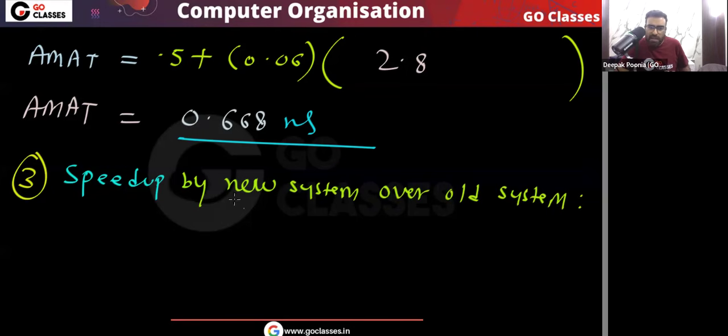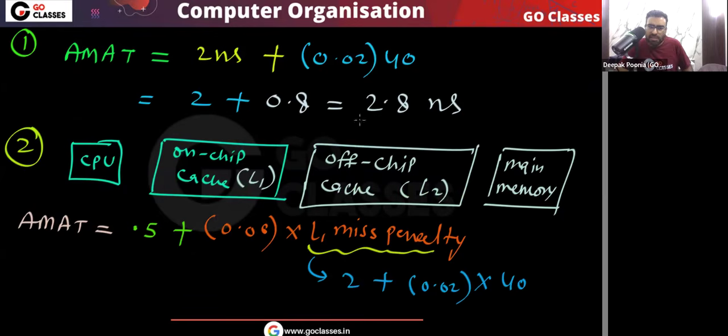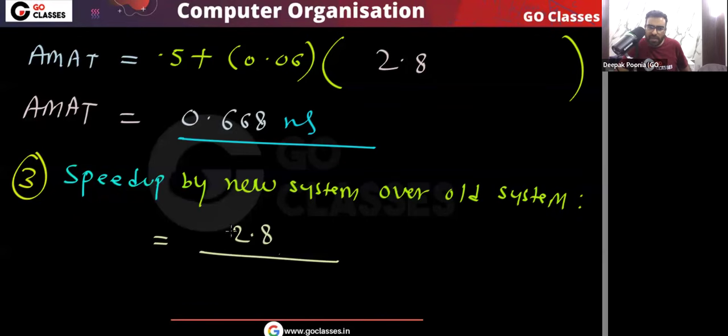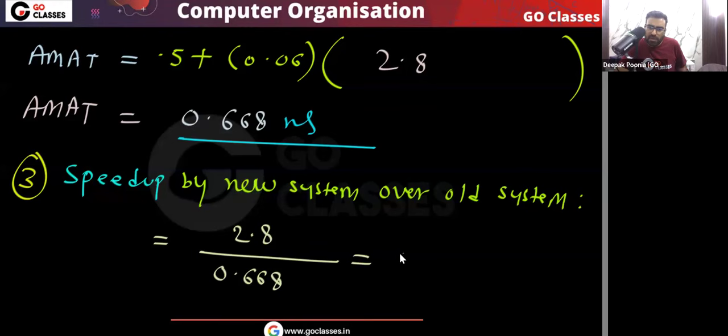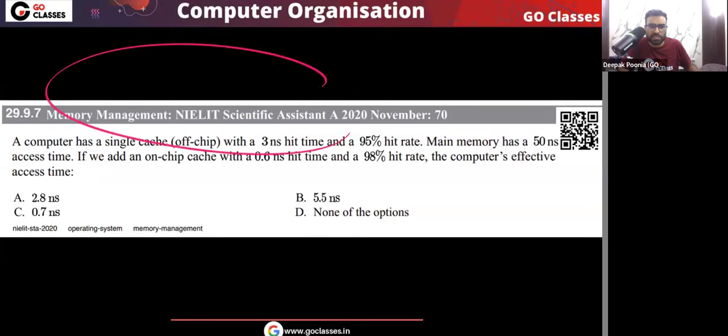So you can easily see the speed up of this new system over old system will be execution time of old system divided by execution time of new system. So the average memory access time of the old system, 2.8 nanosecond, divided by the average memory access time of the new system, 0.668. You can calculate this value, that will become the speed up. Here the speed up is basically 2.8 divided by 0.668, so that will be 4.2. So the speed up will be 4.2. This is the answer.